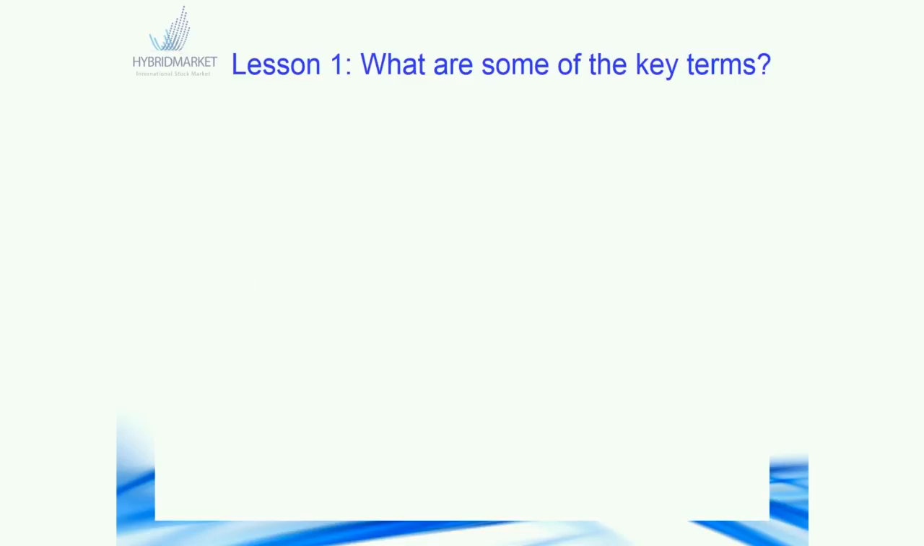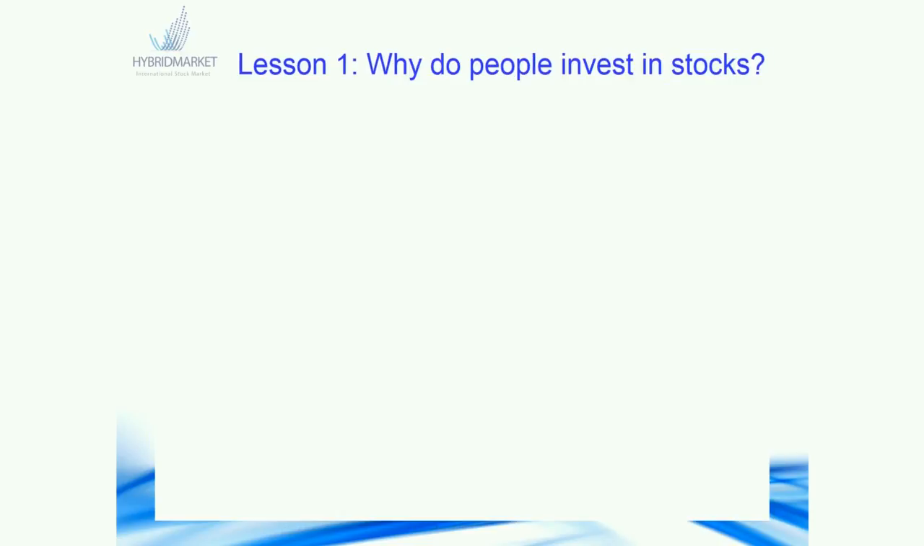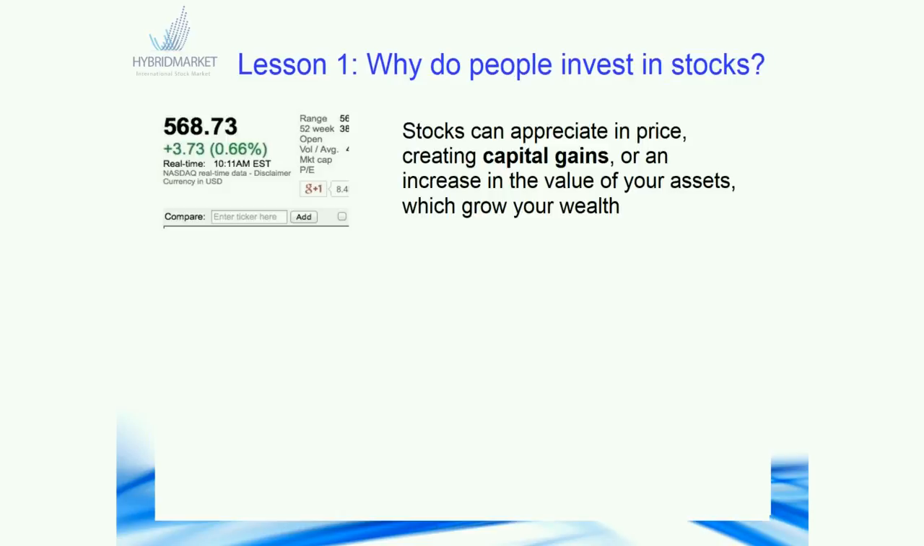The lowest and highest price that a stock has traded for in any particular day is known as its day range. The lowest and highest price a stock has traded for in the past year is known as its 52-week range. This range quickly gives you a picture of how much the stock price of a company has fluctuated in the past year. Why do people invest in stocks?